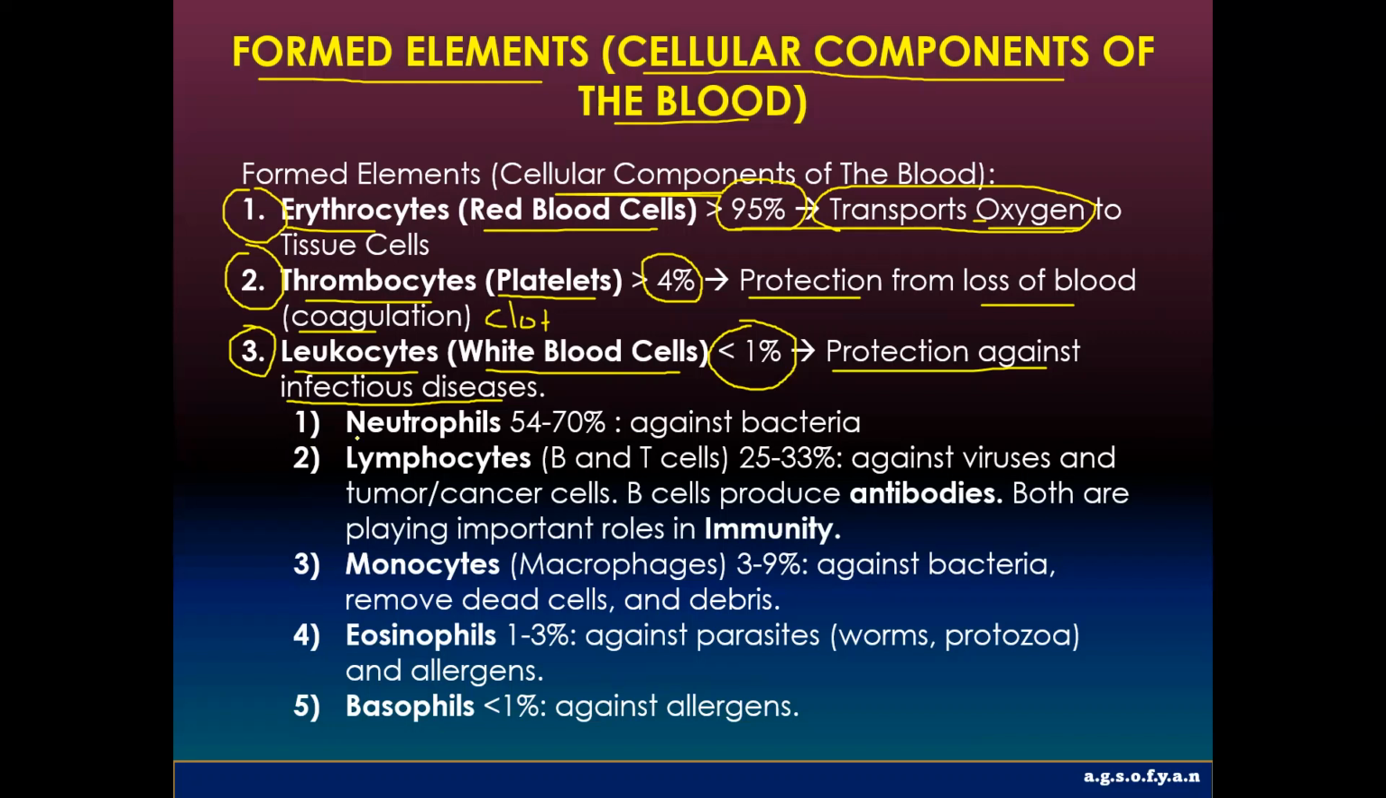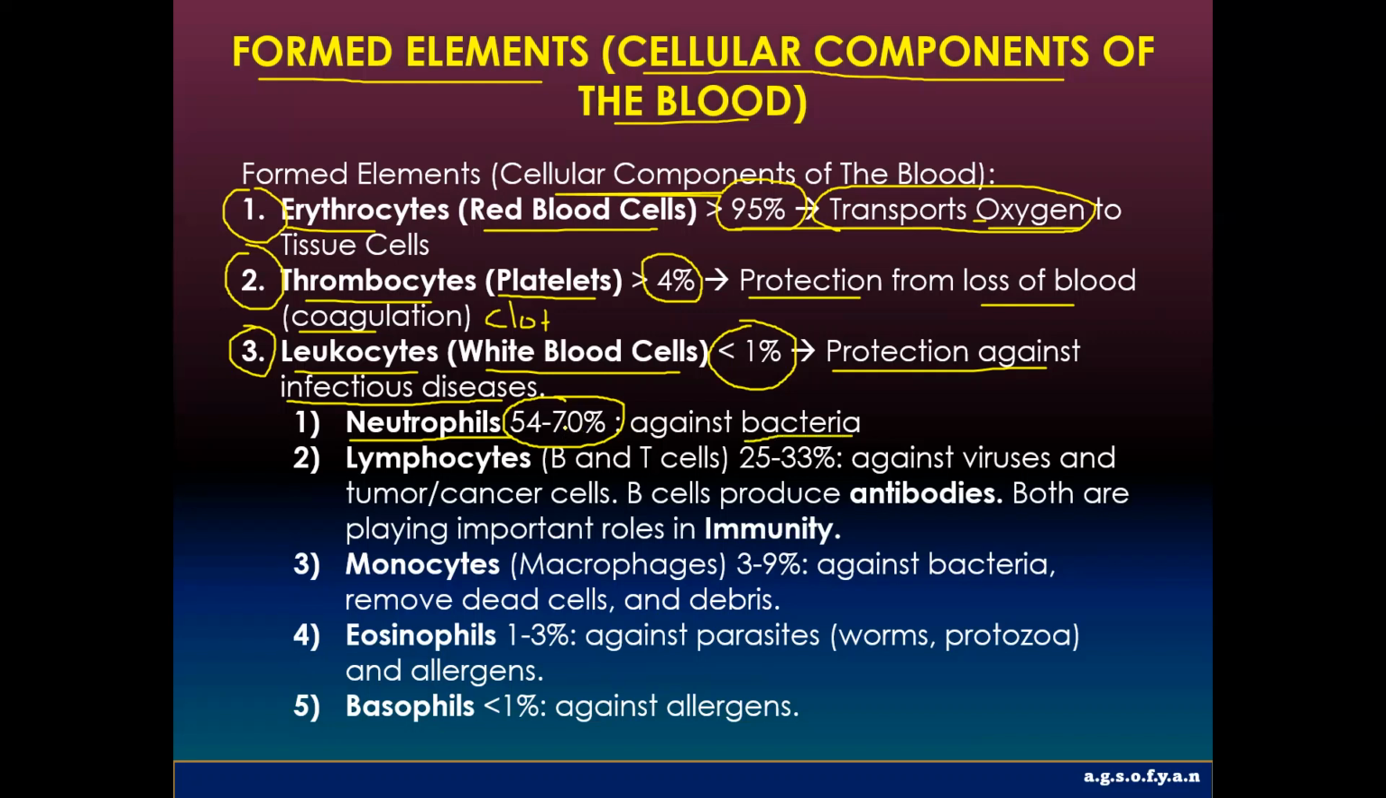The first one, the most abundant one, is called the neutrophils. It's about 54 to 70% of our white blood cells. And the main function is to fight against bacteria.